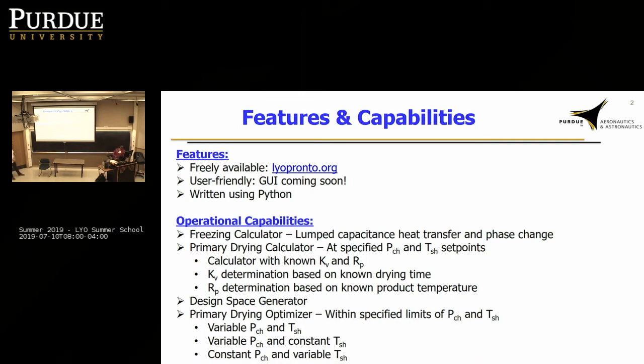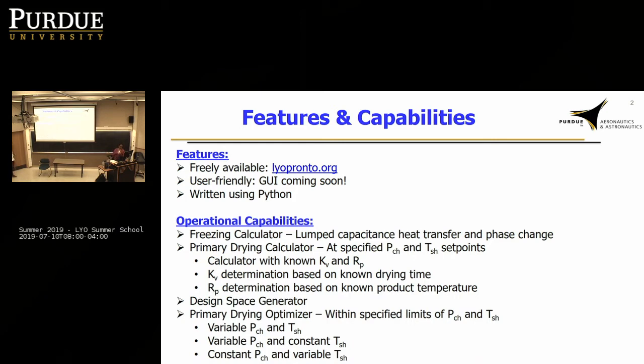Talking about the capabilities, the first thing is the freezing calculator. Most of the freezing models that are out there are all finite element, which takes a while to run, and it also takes a while to set up, you need to understand the boundary conditions and so on. We have a very simplified version of a freezing calculator. It uses something called the lumped capacitance heat transfer. I'll explain what that assumption means in the next slide.